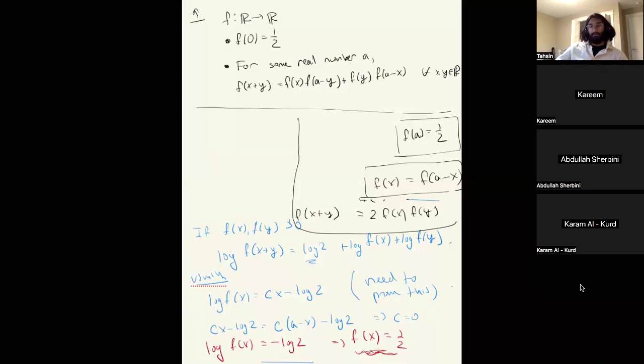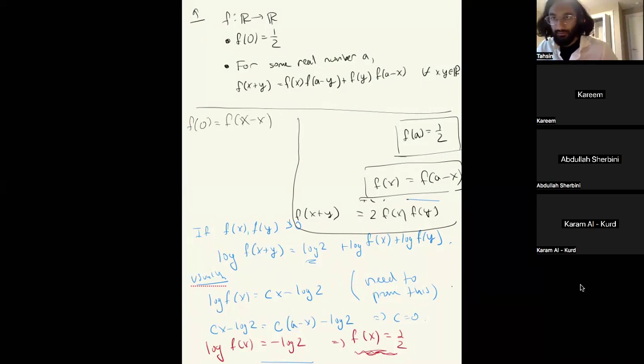We know that f of 0 is equal to f of x minus x. So f of 0 equals f of x minus x. How did you get this? Maybe you can explain this. No, x minus x is in the parentheses. I see. Like this. I see.